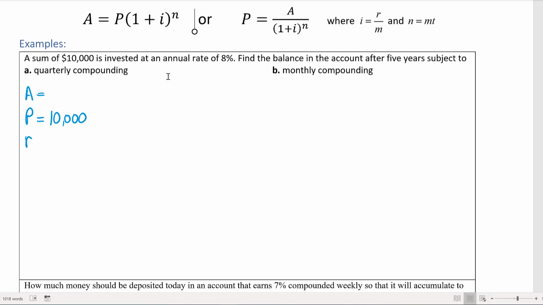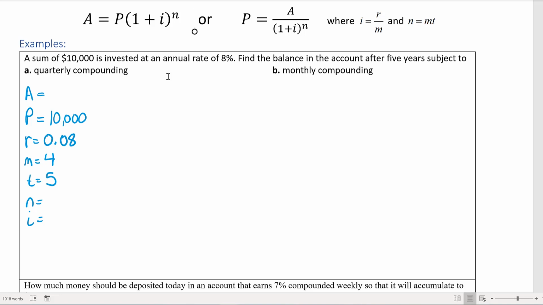So then let's list all of the values we might need. R, M, T, N, and I. Okay, so I know I have $10,000 is invested at an annual rate of 8%. So rate, that's R, so that's 0.08. Find the balance after 5 years. So that's T is 5 years. Subject to, for part A, we're compounding quarterly. Quarterly is 4 times a year, so M is 4.